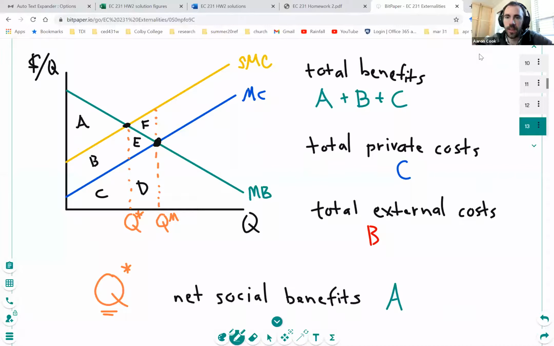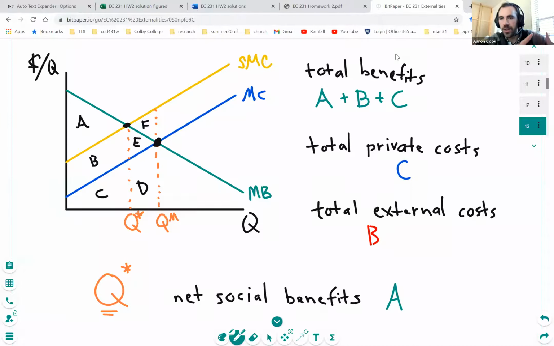There's a couple points I want to make about it before we move on. So the first point is, this was actually raised by a student after class last, I think it was on Wednesday. And the question is, if suppliers know that QM is too much, if they know that this quantity QM is overall producing a worse outcome for society than if they could cut back to Q star, why don't they just reduce their production to Q star? That's a great question.